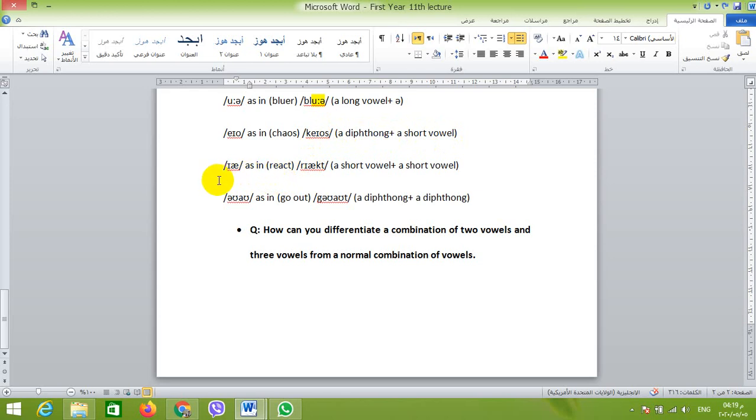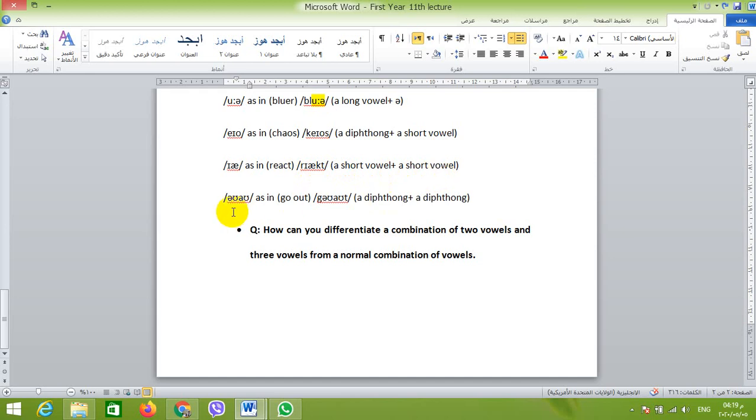Another example is when we have 2 short vowels, one after the other. We cannot consider them a diphthong because we don't have such a diphthong in English. Diphthongs are either ending in u, e, or the schwa. No diphthongs in English may end in a. This word is react. So we have e plus a. This is a short vowel plus another short vowel. It's neither a diphthong nor a triphthong.